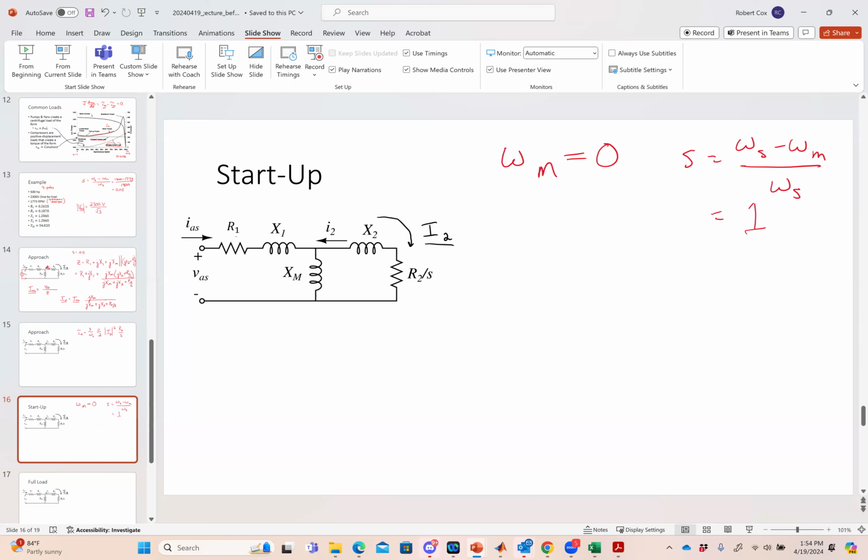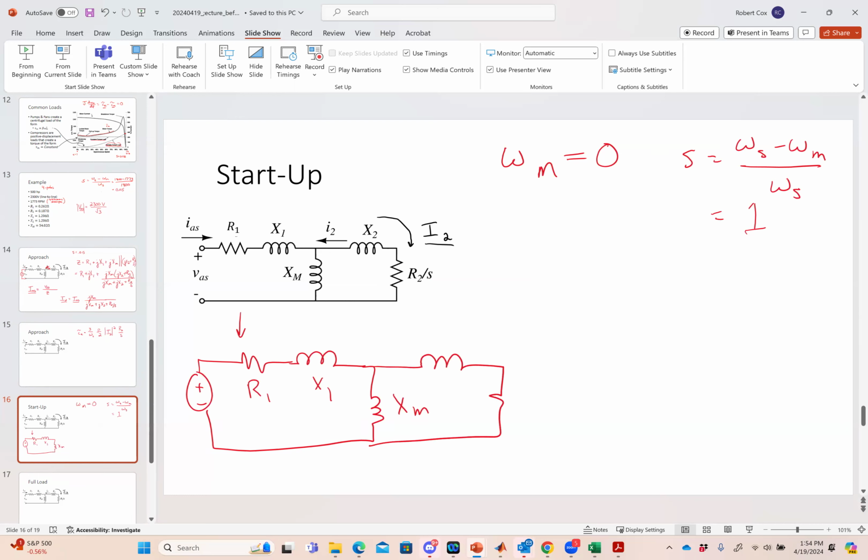So if I look at that, and I look at the parameters that I have here, in this case, this circuit simplifies to a voltage source, R1, X1, XM, and then X2, R2.